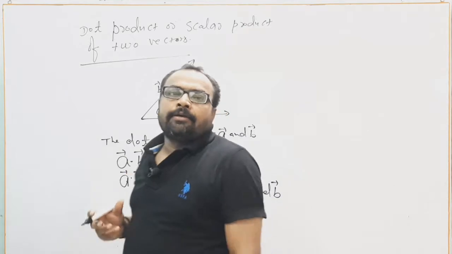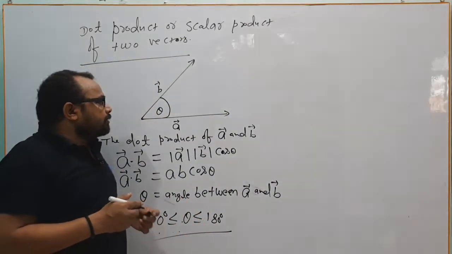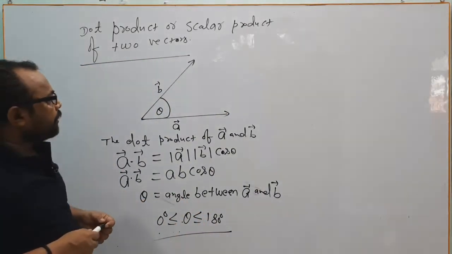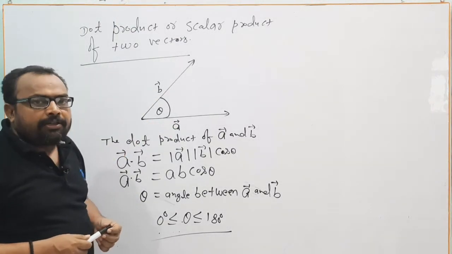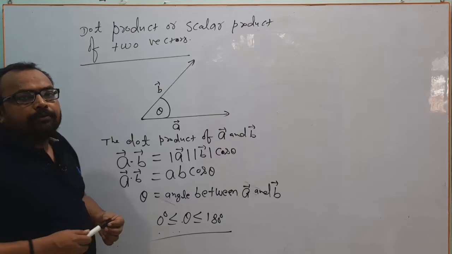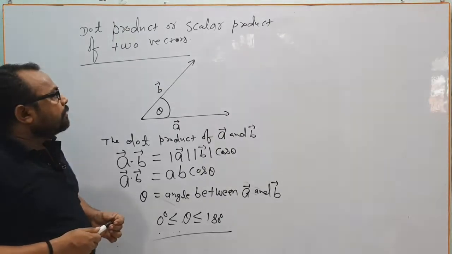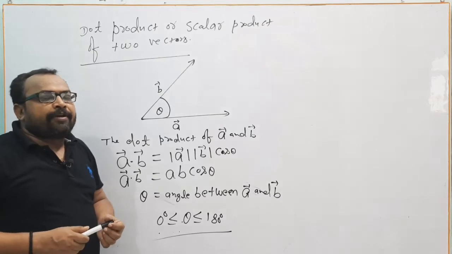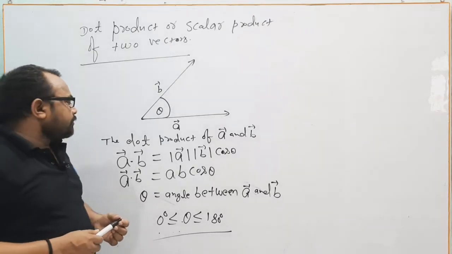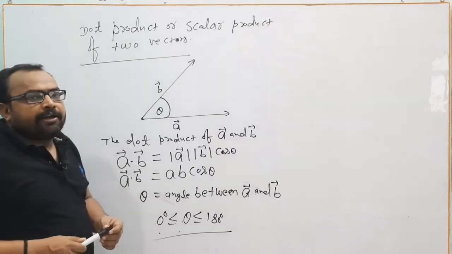This definition of dot product or scalar product, we use when the dot product of two vectors gives a scalar. When we get the product of two vectors as a scalar, then this definition can be applied.